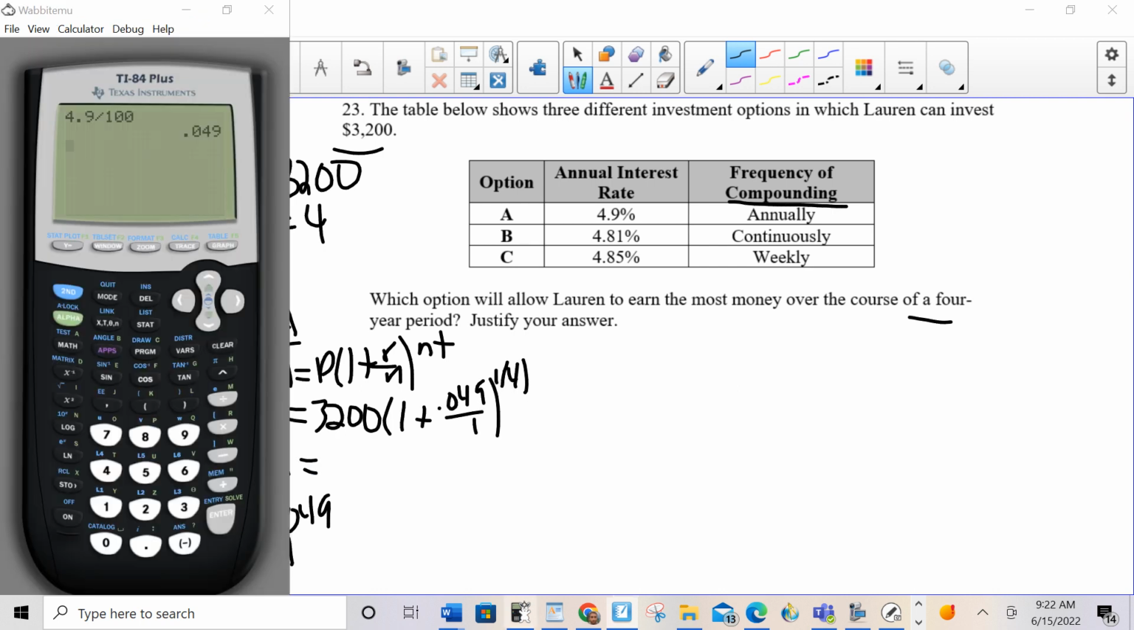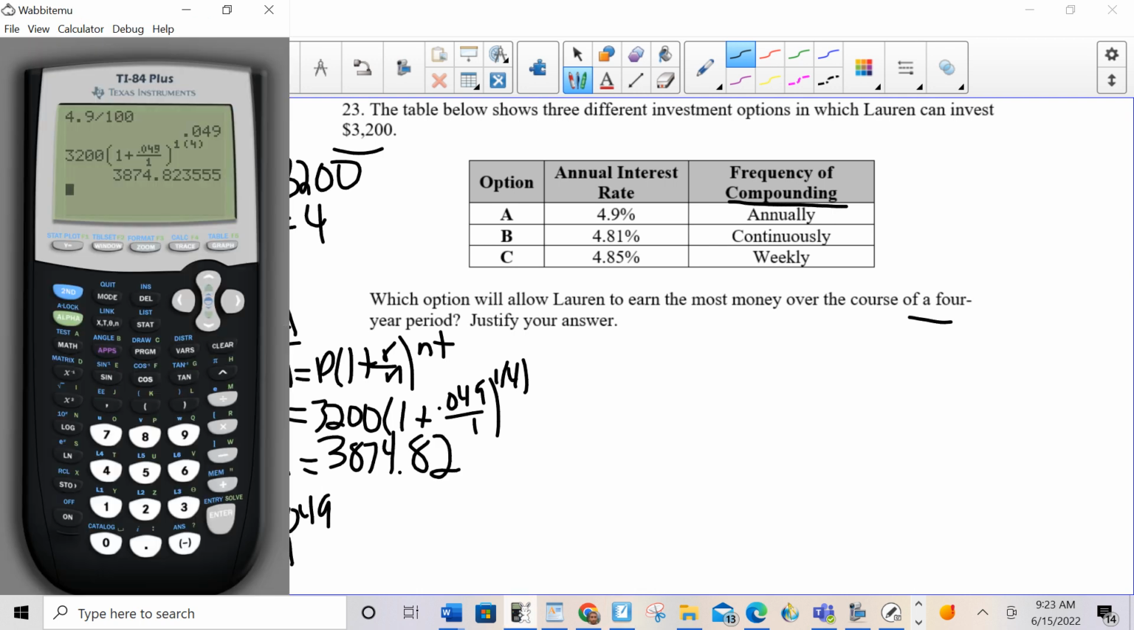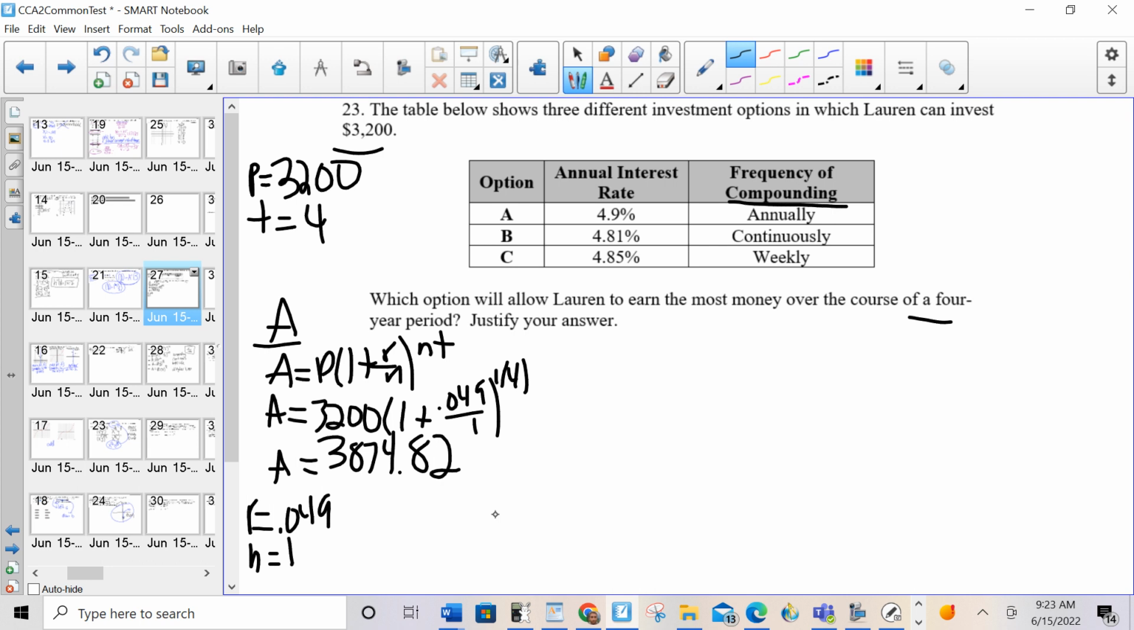Pop that whole thing into the calculator. 3,200, 1 plus 0.049 over 1, to the power 1 times 4. 3874.82. With money, unless it specifically says otherwise, we always want to round to the nearest cent, which is the nearest hundredth.